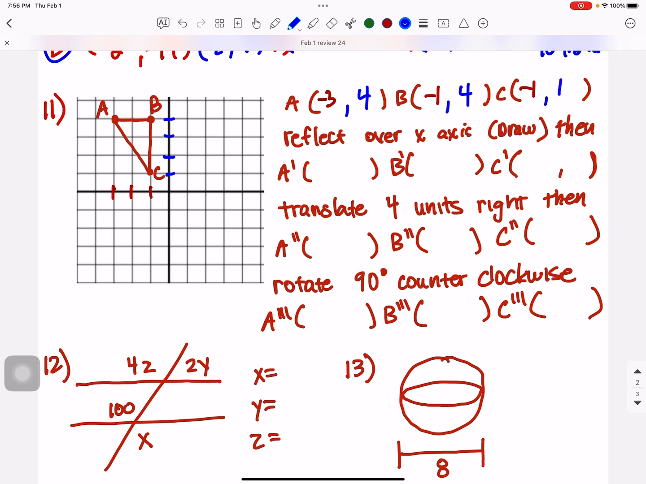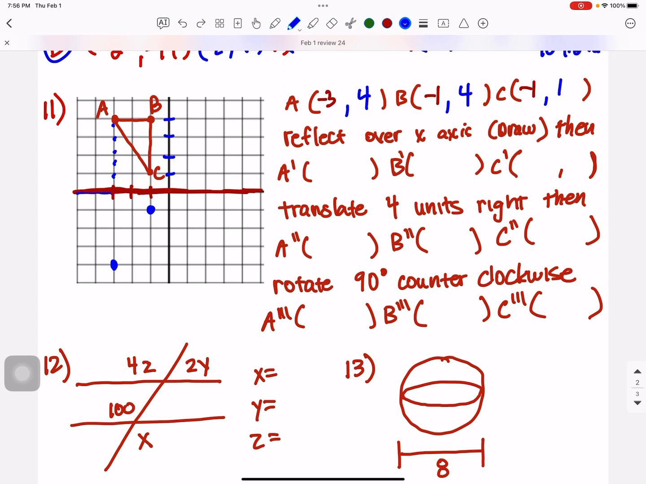If I'm going to reflect over the x-axis, it is this red line right here. If that's the mirror, then C is really close to the mirror, so its reflection is going to be close to the mirror. A's reflection is 4 away from the mirror, so its reflection is going to be 4 away from the mirror.